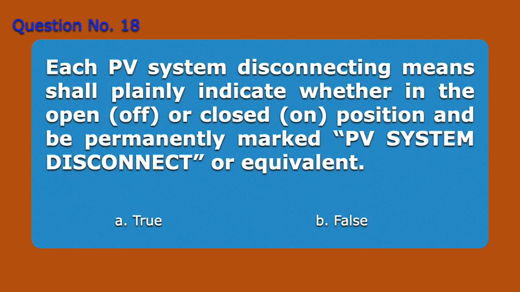Question number 18. Each PV system disconnecting means shall plainly indicate whether in the open, off, or closed on position, and be permanently marked PV system disconnect or equivalent. A. True. B. False. Answer: A. True.